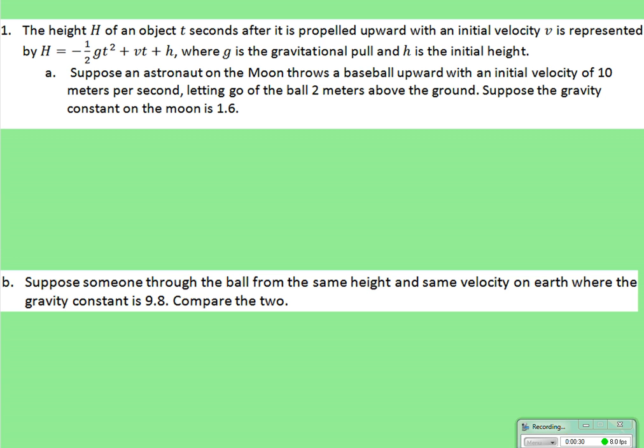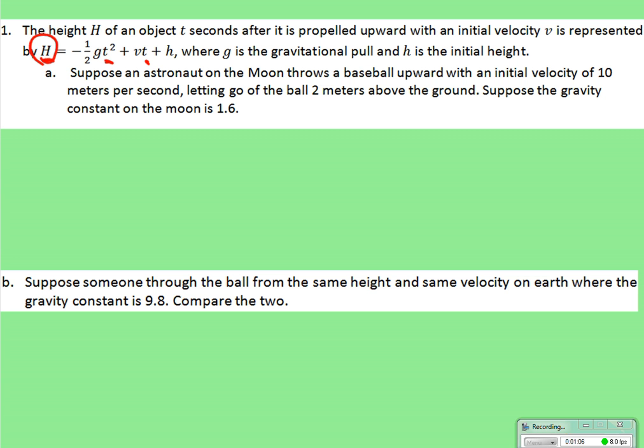So the height h of an object t seconds after it is propelled upward with initial velocity v is represented by h equals negative 1/2 gt squared plus vt plus h, where g is the gravitational pull and h is the initial height. Just look at this big equation. This is however far off the ground something is at a given time when it's in flight. So if I throw a baseball up in the air, this is going to be how high it is off the ground at a given time, okay?